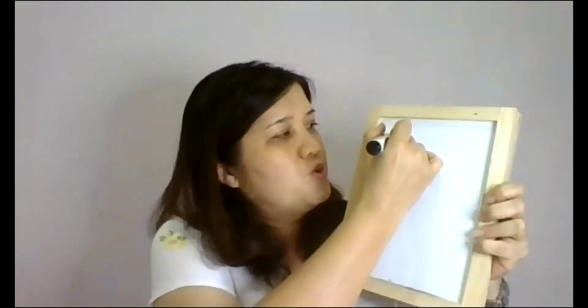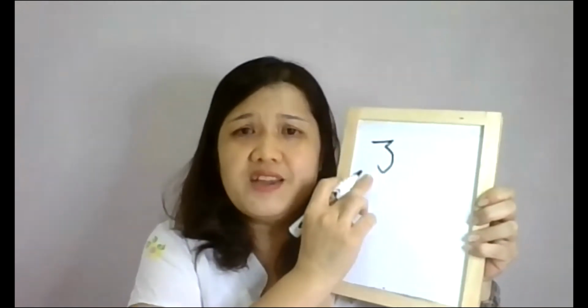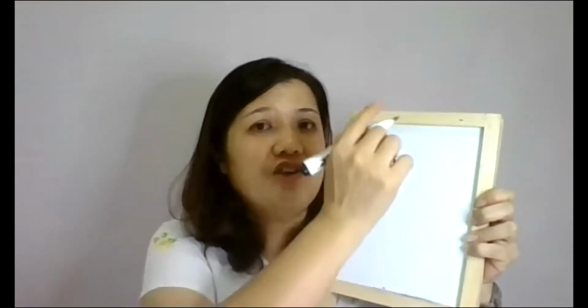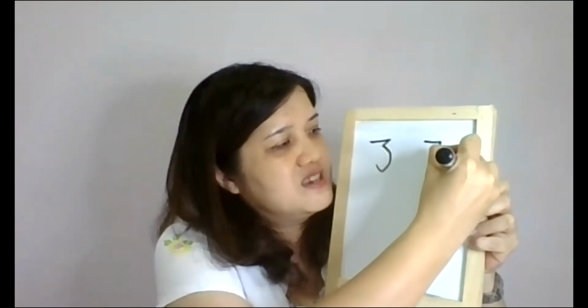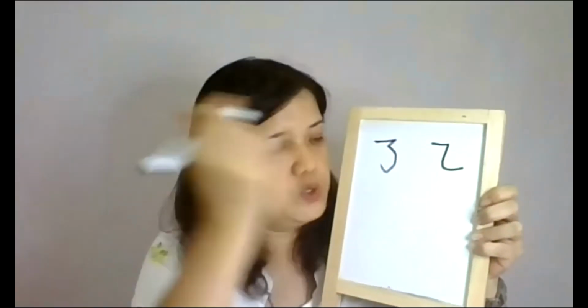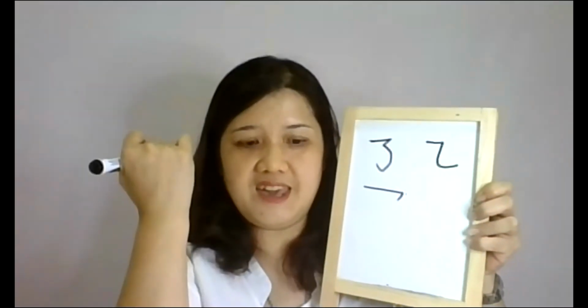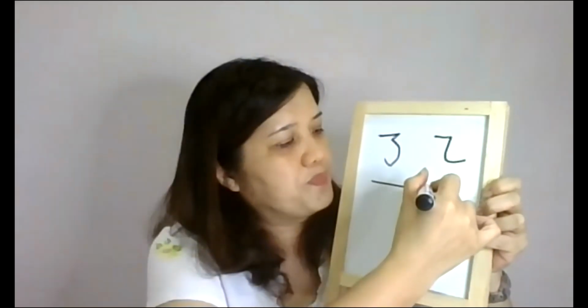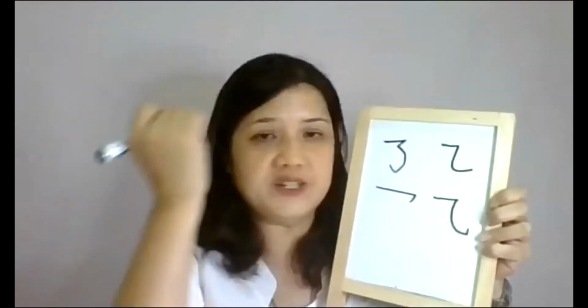This is a small 3. When I write, you see I didn't pause. I straight away complete the whole stroke. Then the next one is like this. There's a curve here. Then continue with this one. Horizontal line, a hook. Then continue with this one. Left to right, a slanting to the right, then a hook.